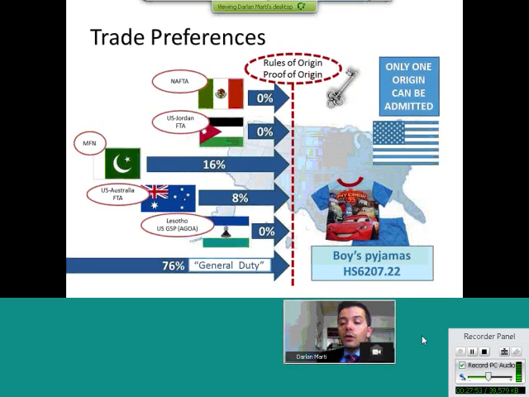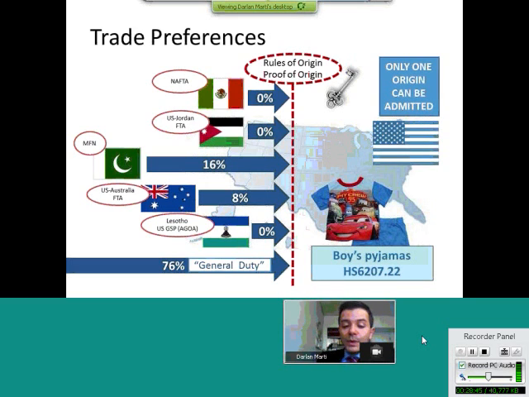If the origin of the pyjama was Jordan, then it could also come duty-free into the United States by virtue of a bilateral agreement between the United States and Jordan. If it came from Pakistan, it would need to pay full import duties, because these two countries don't have an agreement between themselves, and the duties amount to 16%. If it came from Australia, you would pay about 8% of import duties, and this is despite a free trade agreement that exists between the two countries, but the agreement is still being put into effect. So the duty is still not 0. It's coming down, but it's still not 0.